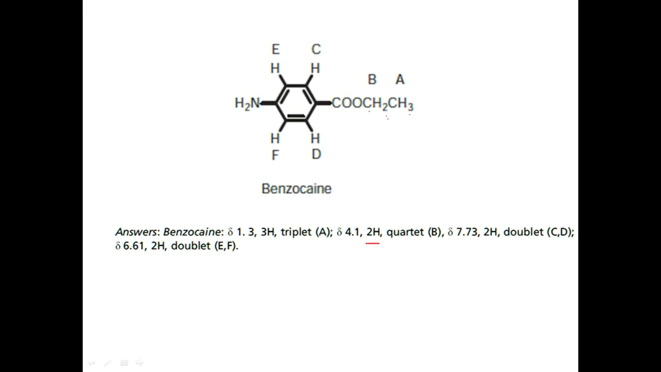The aromatic protons, if you take, at 7.73, you will get a doublet for the C and D protons because both are chemically equivalent. The E and F protons are chemically equivalent. They also show a doublet in the 6.1 region.